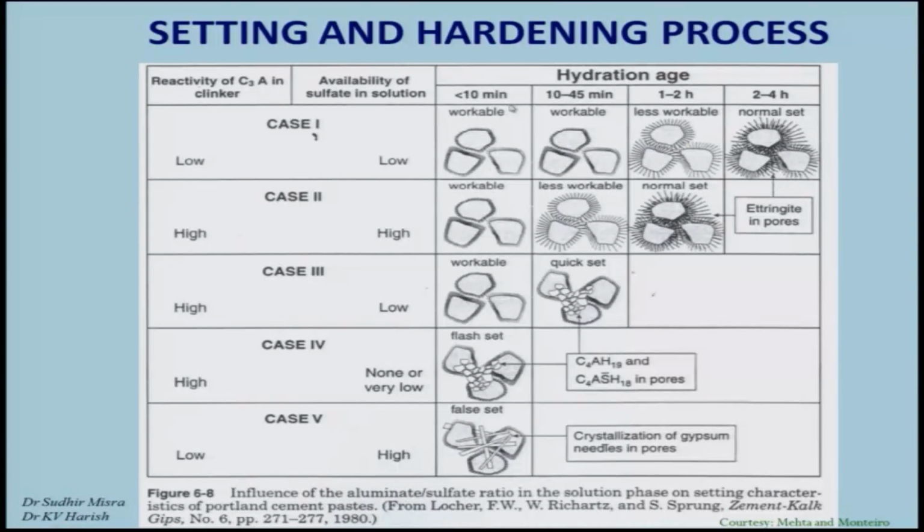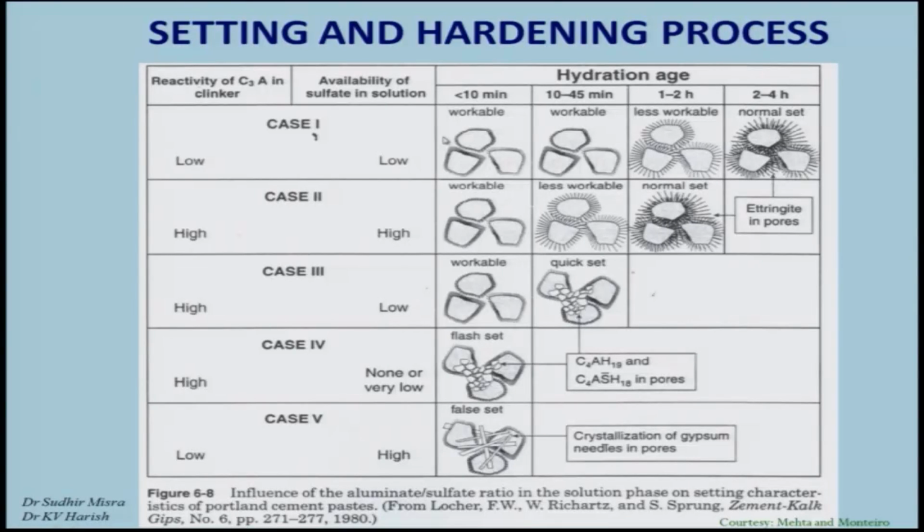On the other side, what you have is what happens to the setting and hardening with hydration age. Here you have 4 columns. In one column you have what is happening within 10 minutes, in another column what is happening between 10 to 45 minutes, in the third column between 1 to 2 hours, and the fourth one 2 to 4 hours. So, for case 1, where you have low amounts of C3A in the entire system and low amounts of sulfates, but the balance of C3A and sulfate is optimal.